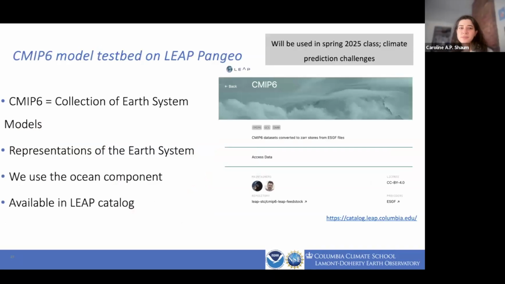Related to the testbed, we specifically made it using CMIP6 models. CMIP6 is a collection of Earth system models, and Earth system models are representations of the entire Earth system. So this is ocean, land, and atmosphere. We specifically focus on the ocean component, and all of this model output that we use, and all kinds of model output that we don't use that you could use, is available in the LEAP data catalog.